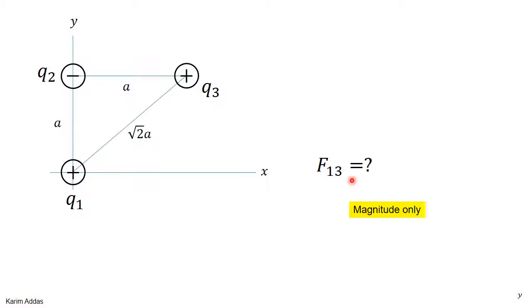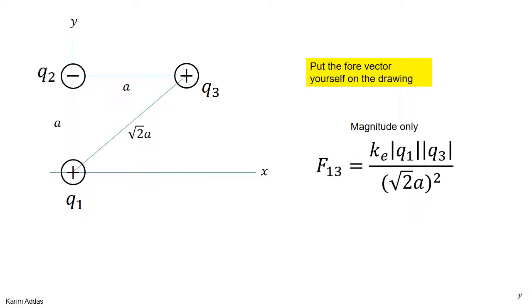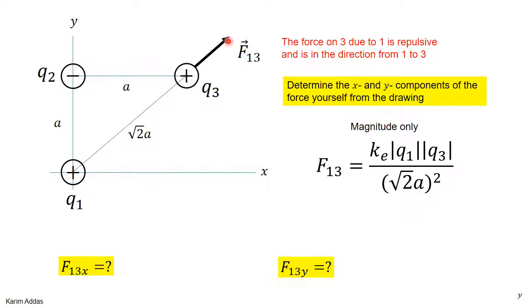Now what about the force on 3 due to 1? Remember again, first focus on the magnitude only. Forget about any directions or signs or anything. So the magnitude, of course, as usual, is Ke times the magnitude of the first, magnitude of the second, divided by the distance squared. The distance is root 2 of a, so it's root 2a all squared. So this is the magnitude. Then put the force vector yourself on the drawing. These two charges are like charges, so they should repel. So I know that the direction should be this way. So put the vector yourself on the drawing, pointing in the correct direction.